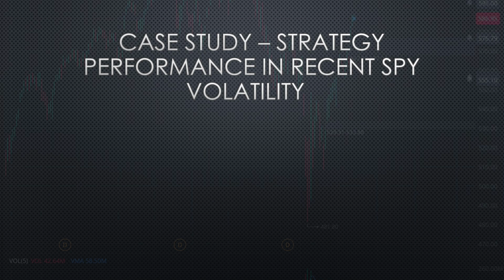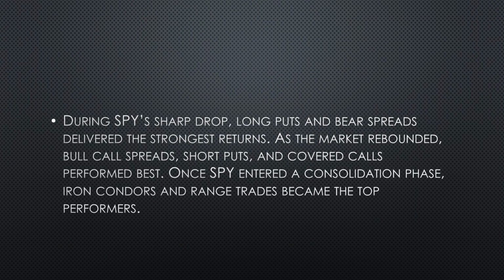Case study: strategy performance and recent SPY volatility. During SPY's sharp drop, long puts and bear spreads delivered the strongest returns. As the market rebounded, bull call spreads, short puts, and covered calls performed best. Once SPY entered a consolidation phase, iron condors and range trades became top performers. Successful options trading is about flexibility, discipline, and continuous learning. Use backtesting to validate your ideas, adjust your strategy as the market shifts, and always prioritize risk management.